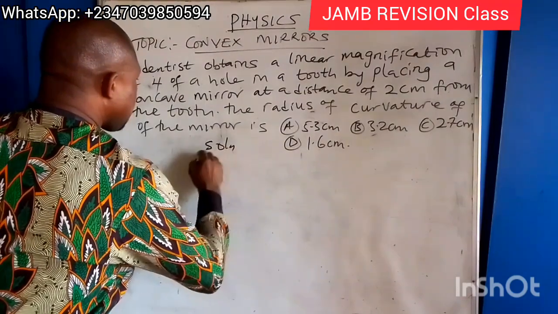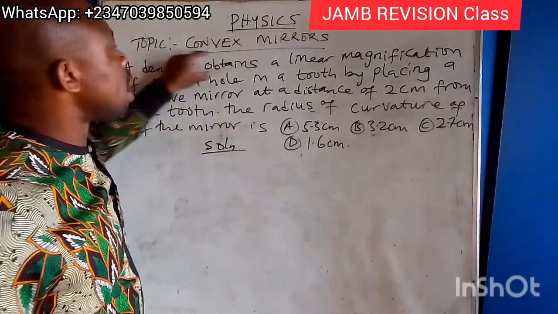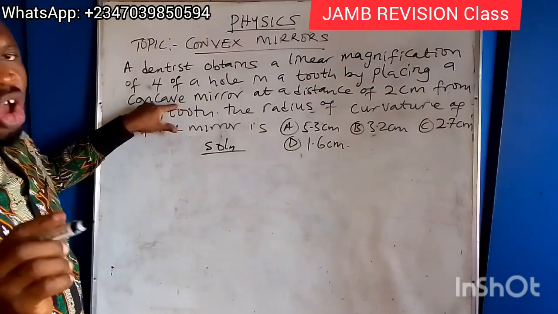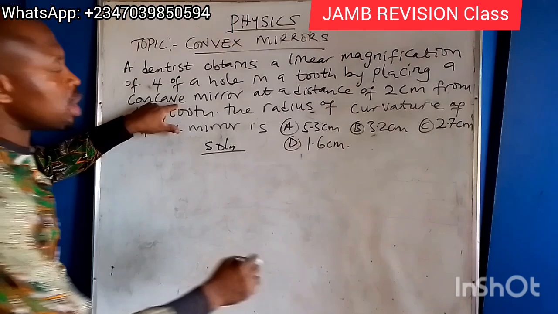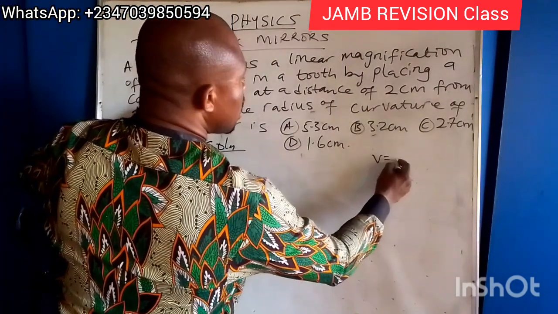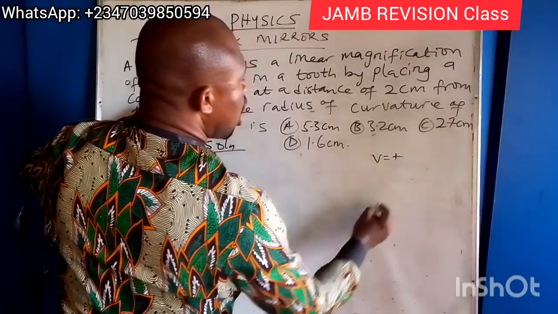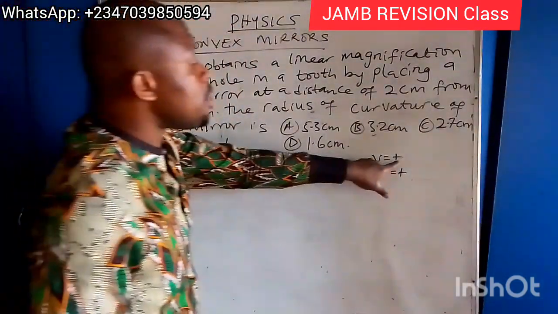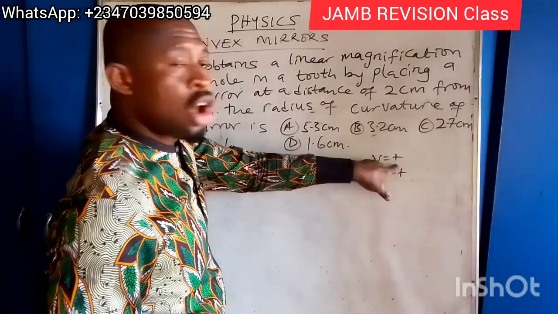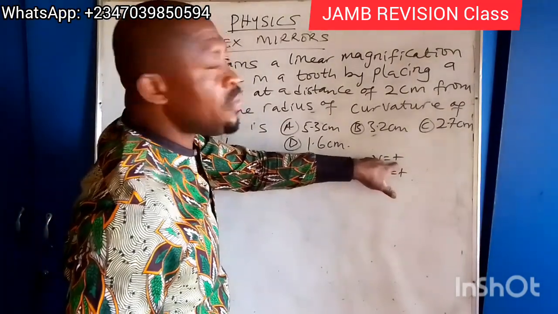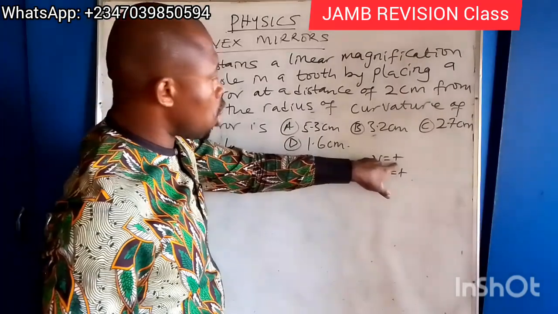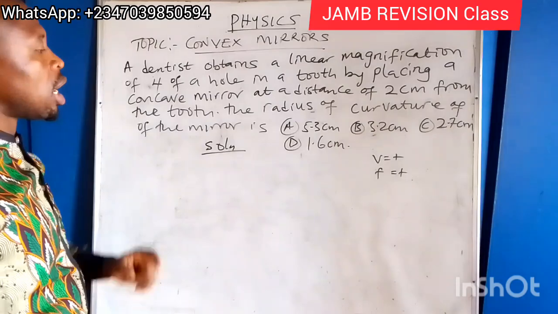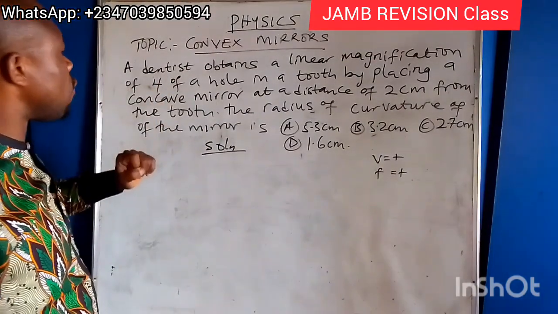Solution. A dentist obtains, of course, the mirror that is used here is concave and not convex. For a concave mirror, V, depending on the position of the object, is either positive or negative. But F is always positive for a concave mirror.